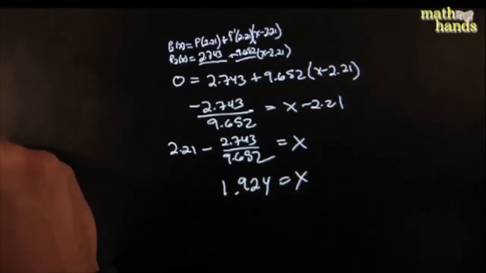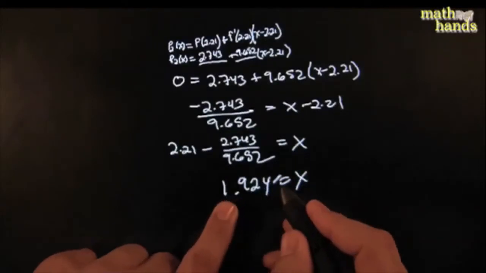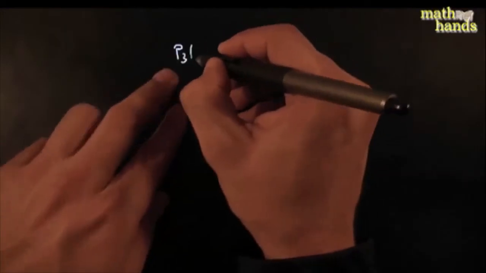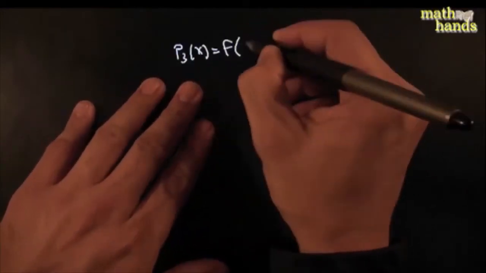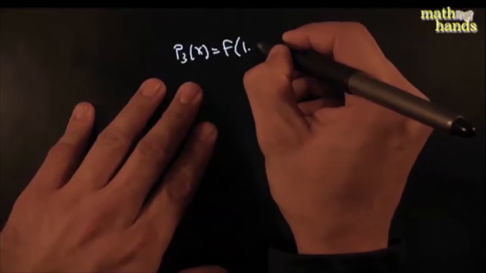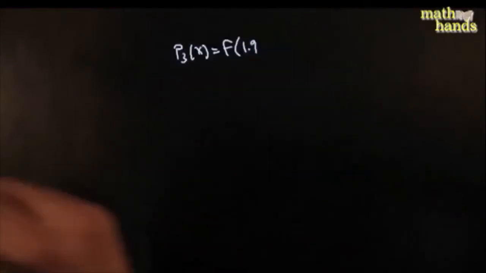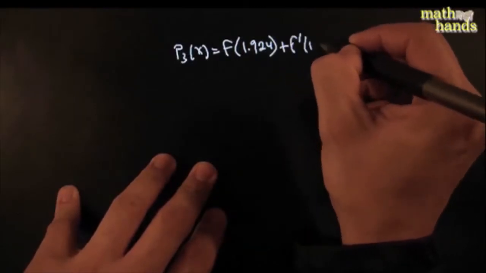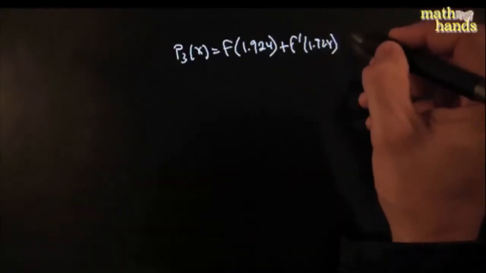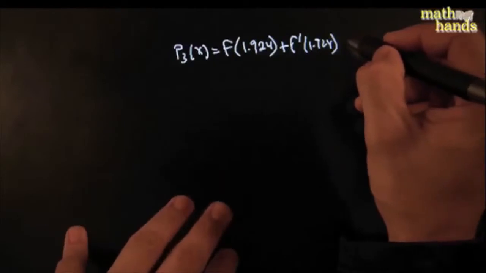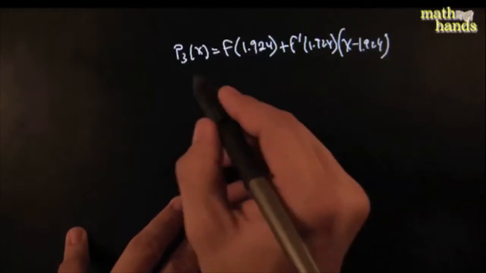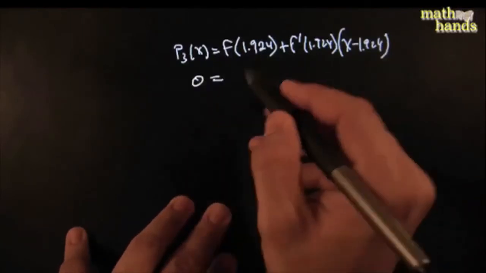You don't always have to draw the pictures. You know, after a while you get the hang of it. Let me think. All I do is do this. So it's gonna go like this. Look. The next line will be equal to f of whatever that was, 1.924, plus f prime of 1.924 times x minus 1.924.